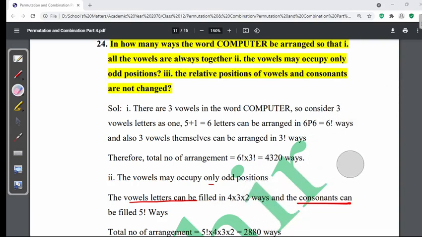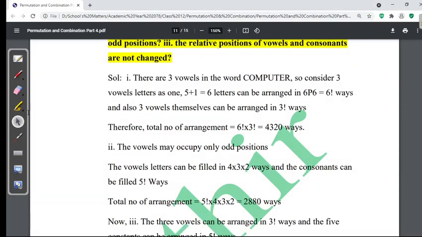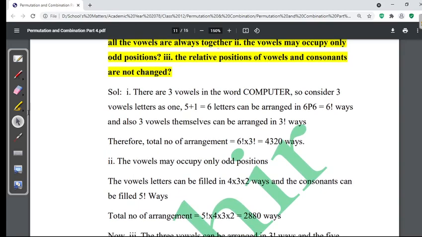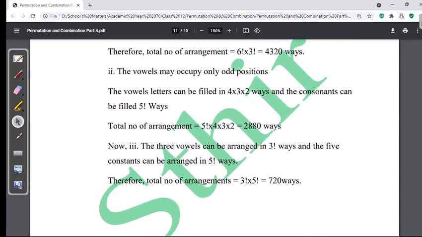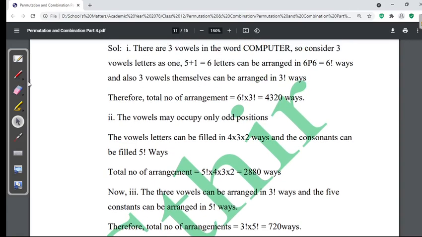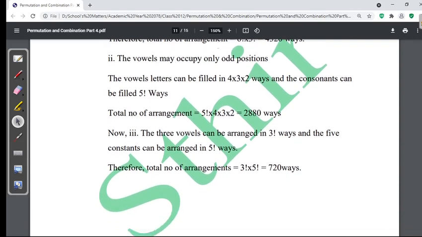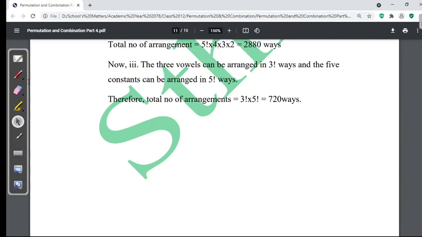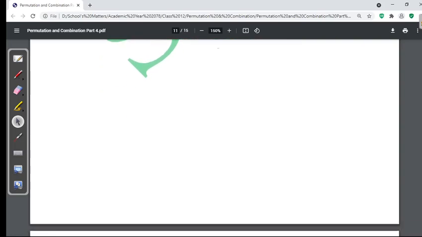Now moving to the next part, dear students. And the third, what is the third condition? The relative positions of vowels and consonants are not changed. The relative positions are not changed. That means three vowels can be arranged in three different ways, five consonants can be arranged in five different ways, though their positions are not changed. That is 3 factorial times 5 factorial ways.